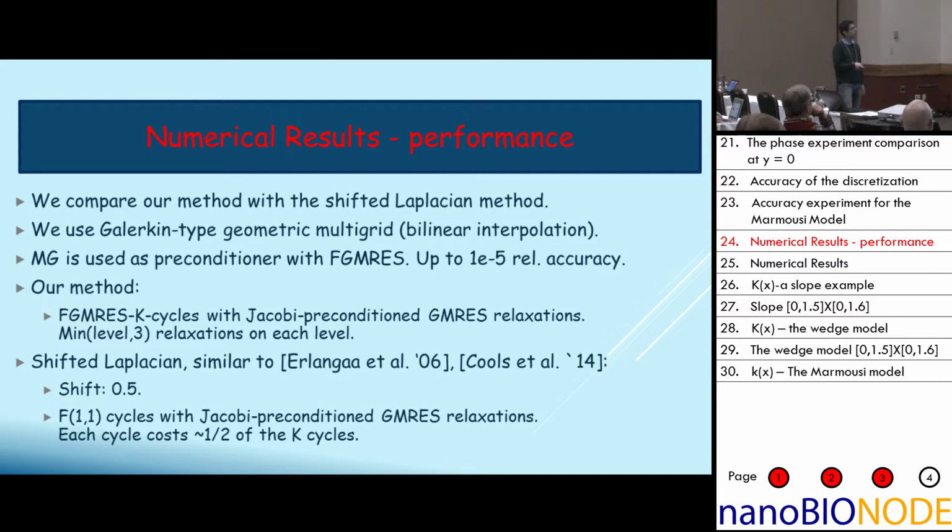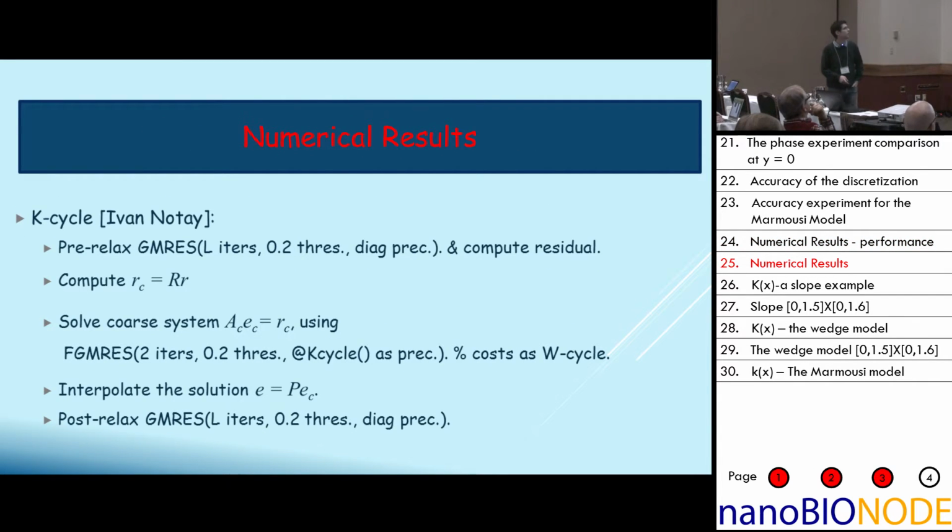The shifted Laplacian, we use some combination of these papers. We shift by constant of half, and we do F11 cycles with Jacobi preconditioned GMRes. We basically get slightly better results from what the papers show, but we compare that in terms of timings, so we can really compare the two methods one by one. Each of these cycles cost about half of the K cycles. So, but I show timings as well, so we can have an idea.